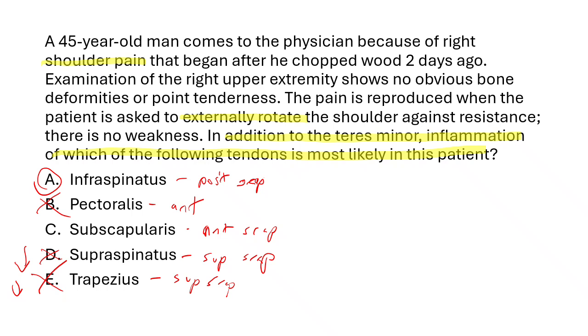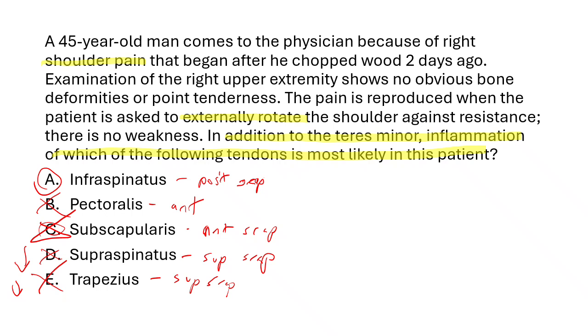Now, subscapularis being on that anterior aspect of the scapula, that would actually cause internal rotation. That's what that one does. And so did I need to know that to answer this question? Not necessarily. I didn't need to know the specific motions of any of these. It certainly helps if you know all these.